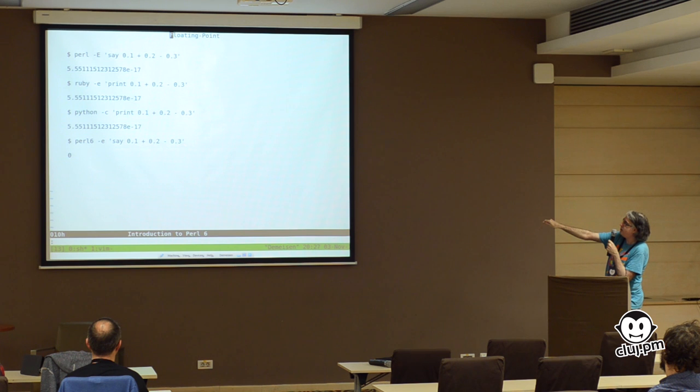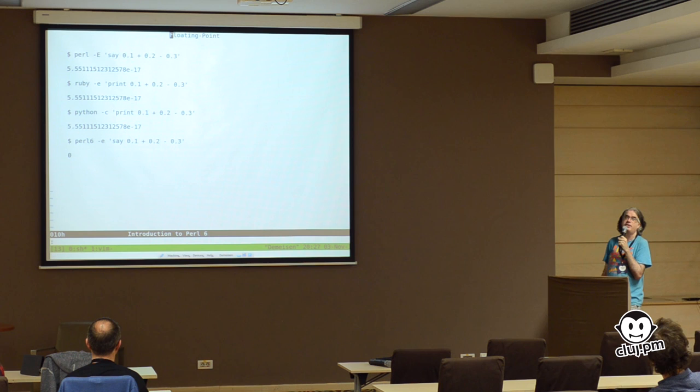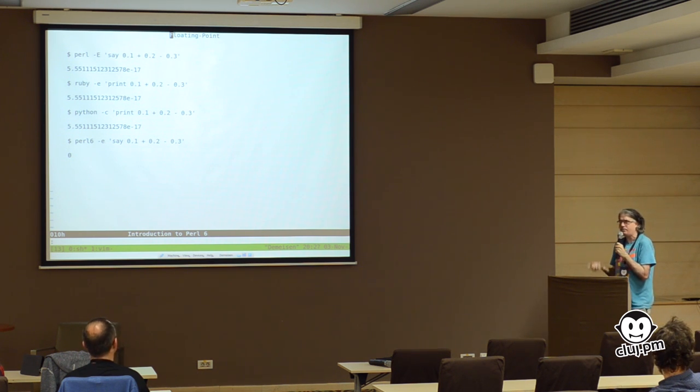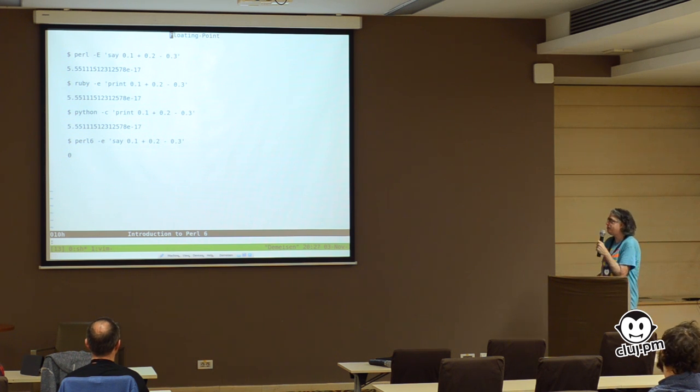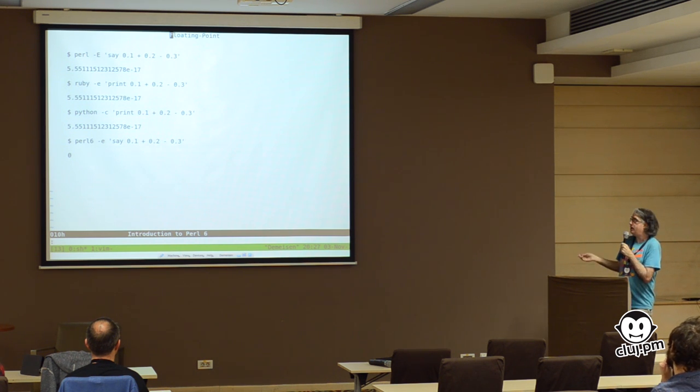0.3 becomes 3 over 10. So in this case, when Perl 6 goes through, it says 1 over 10 plus 2 over 10 is 3 over 10, minus 3 over 10 is 0 over 10, is 0. So Perl 6, contrary to what we all know and love, we all know obviously the answer is 5 times 2 to the minus 48. Perl 6 disagrees and says it is 0. And this works all the way out to the infinite precision libraries.